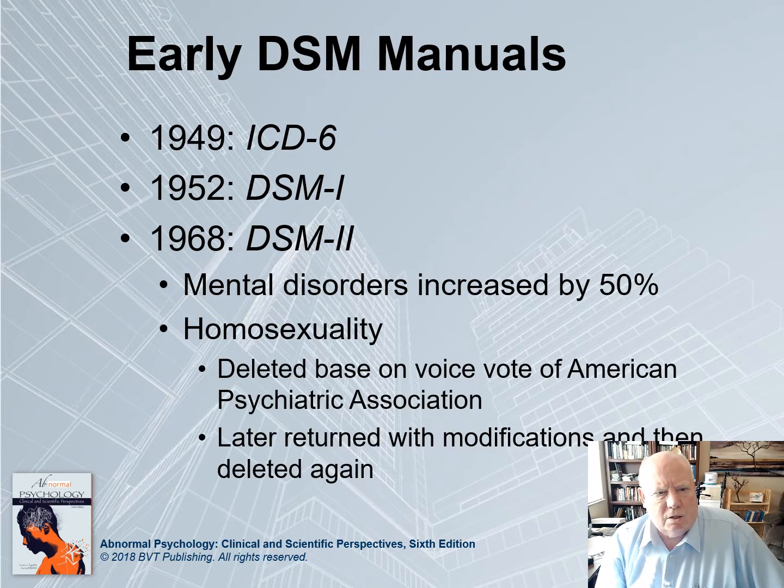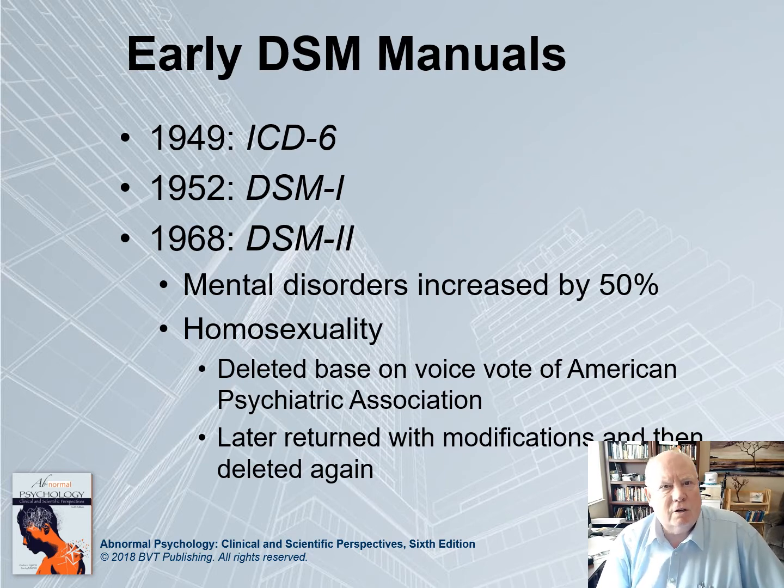The process of classifying disorders has been around quite a while. In 1949, for example, the ICD version 6 was available. ICD stands for International Classification of Diseases. And in fact, that manual, which covers psychiatric disorders as well as physical disorders, is updated every few years. I believe the current ICD is version 13.